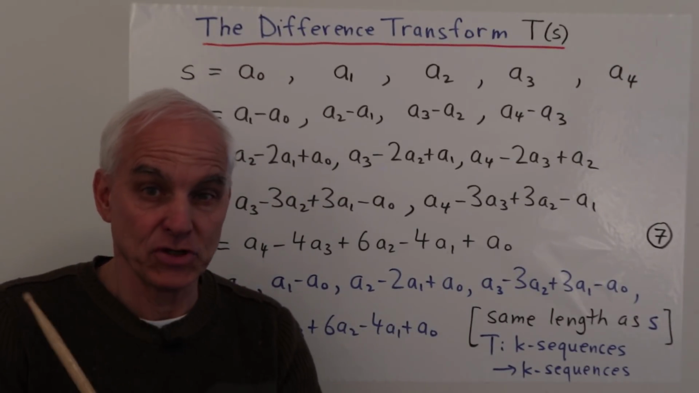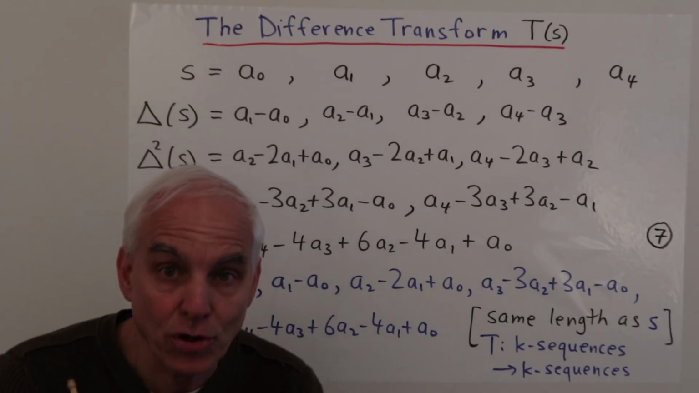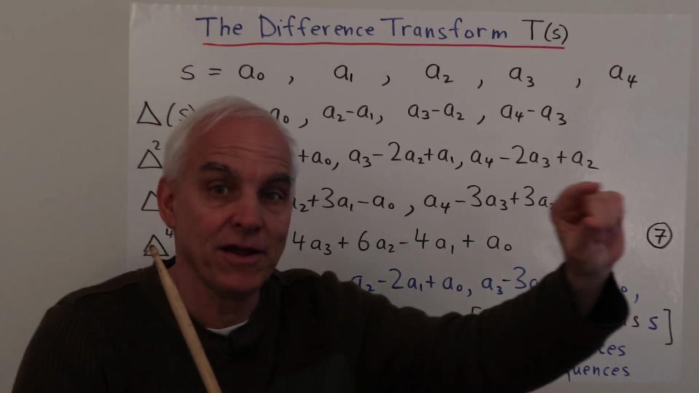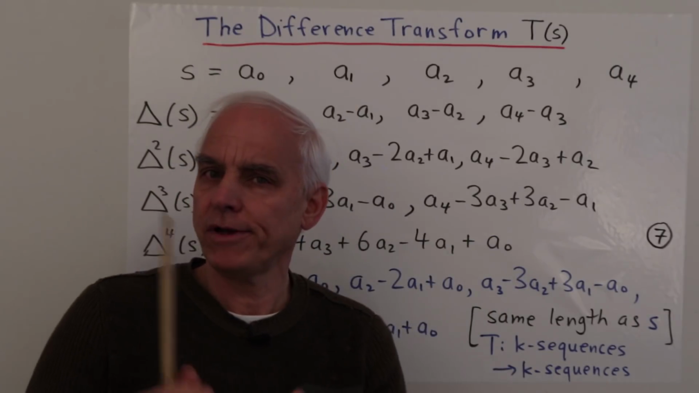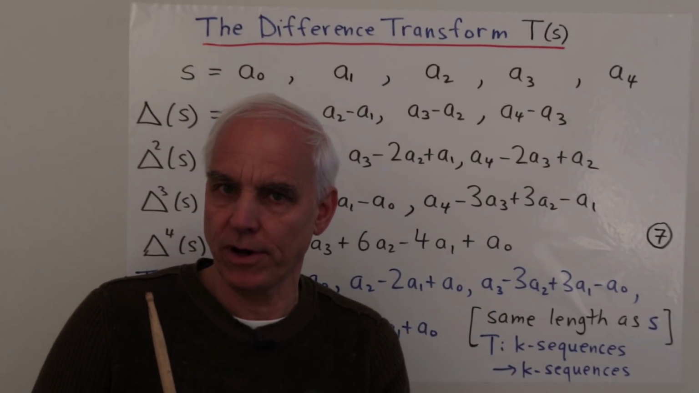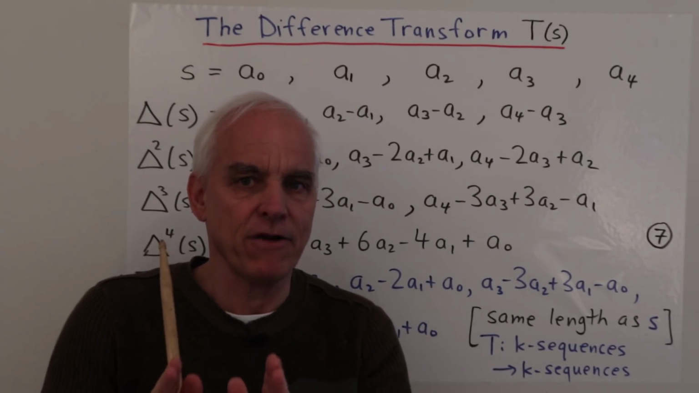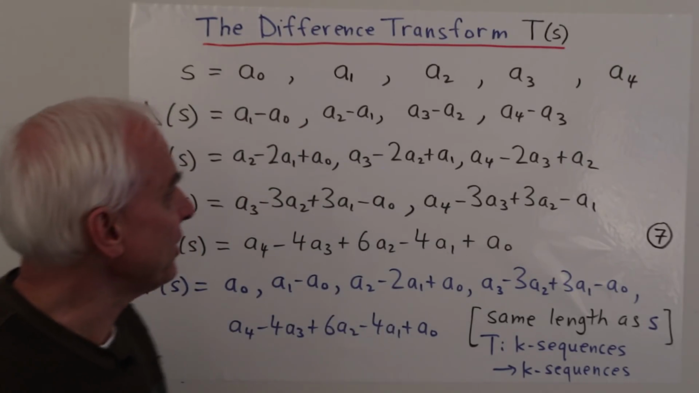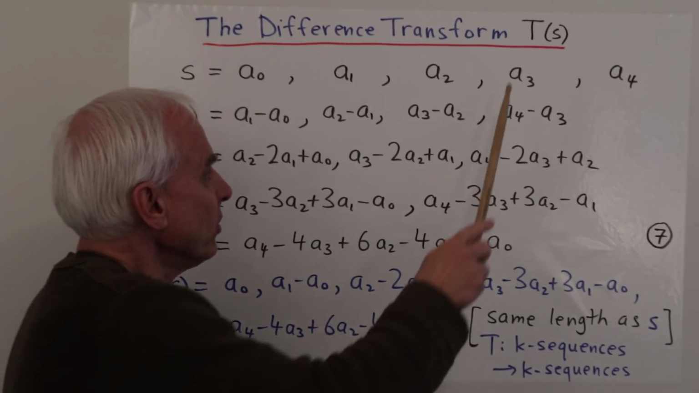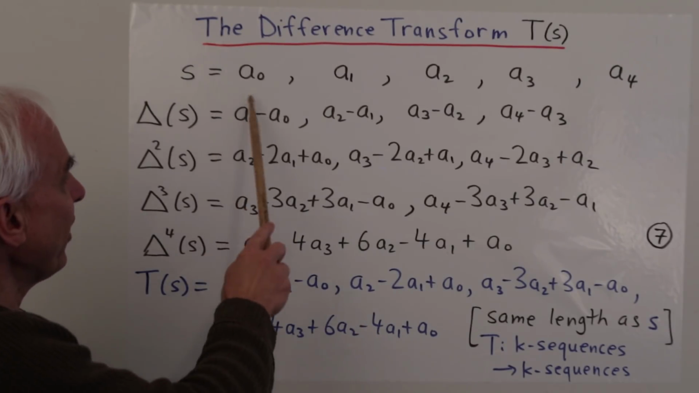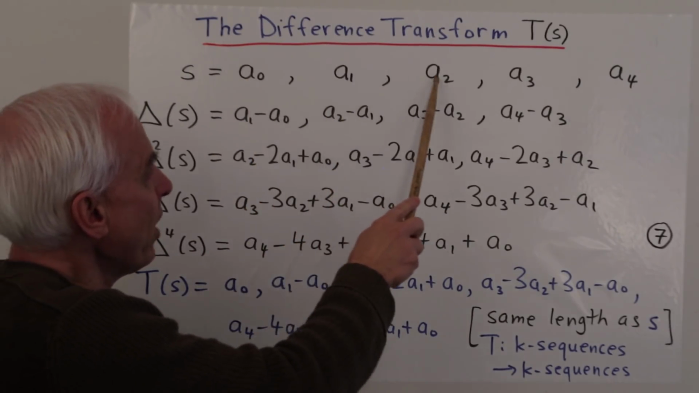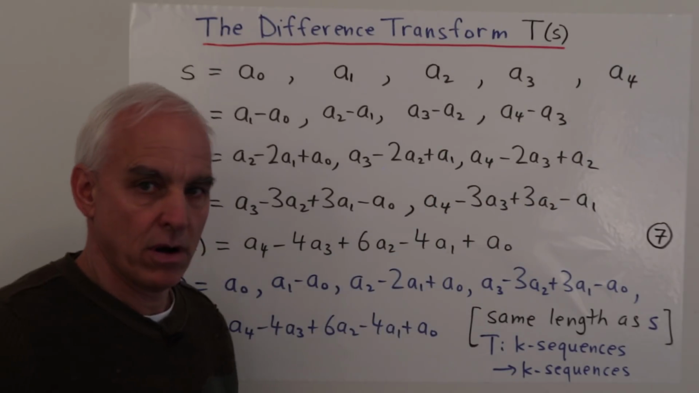So obviously this difference transform takes the original sequence and gives us the top row of the difference table. That transform is an important operation in this story. So let's have a more careful look at it. The difference transform, called T of S. Let's look at it explicitly for a sequence S, say with terms A0, A1, A2, A3, A4.